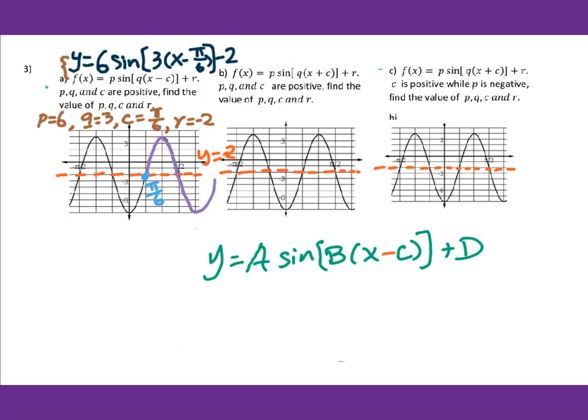Let's go to B. Since the graph is exactly the same, A, B, D are the same. That's A equals 6, B equals 3, and D equals negative 2. Only C is changing. So let's go to B. For the B part, we know P, Q, R are positive, but this part is x plus C. Think about x plus 5. That means move to the left.